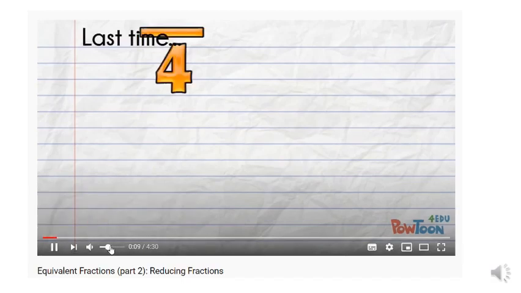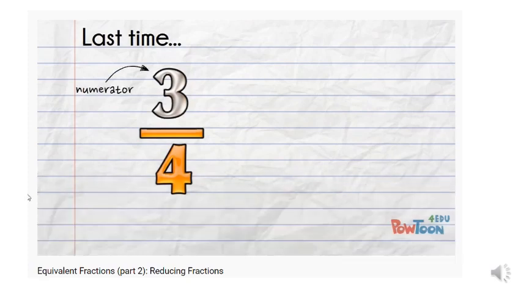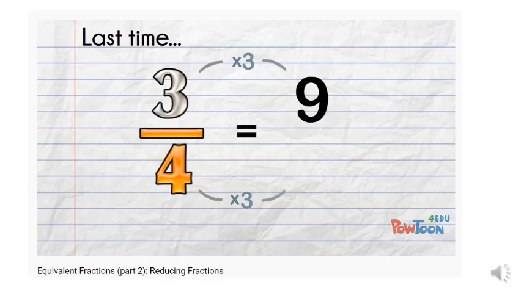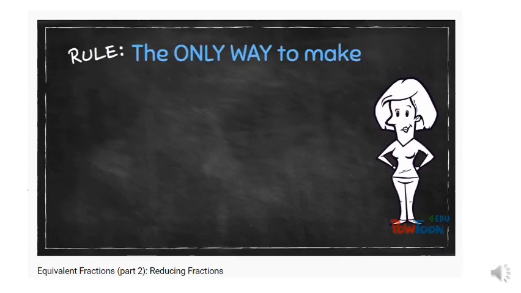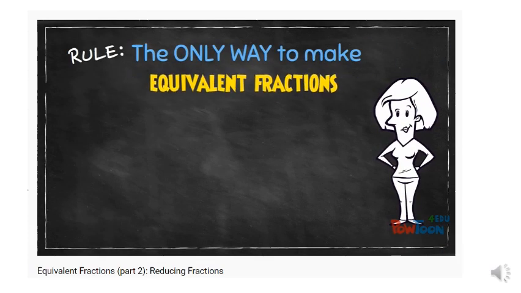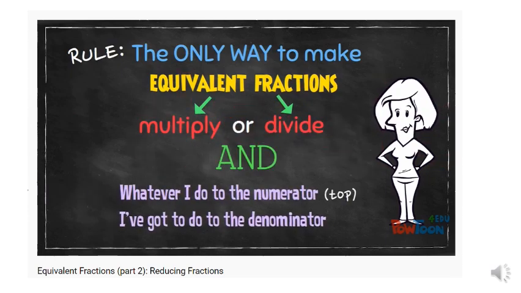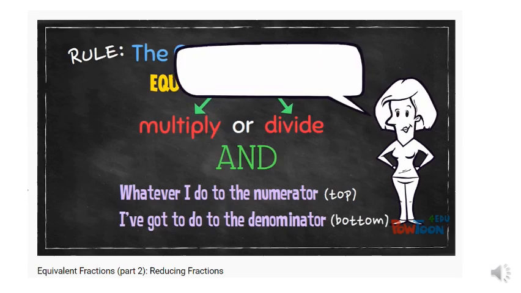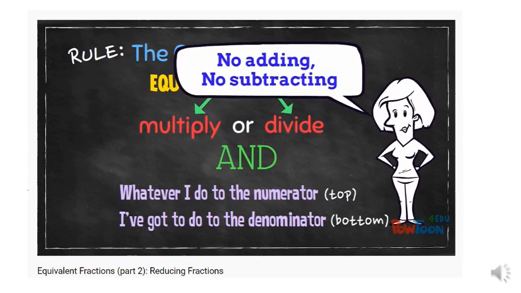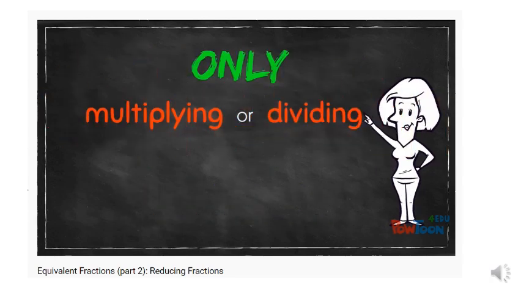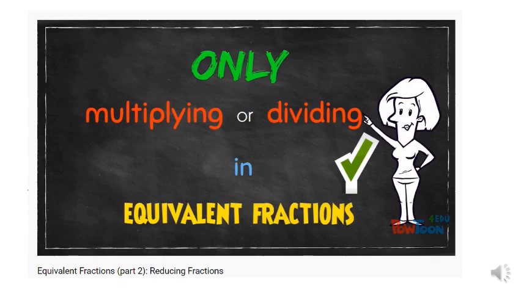Last time, we multiplied both the numerator and denominator by a single value to get an equivalent fraction. I asked you to note down that the only way to make an equivalent fraction is to multiply or divide, and whatever we do to the top, we've got to do to the bottom. So, no adding or subtracting, okay? Never ever. Only multiplying or dividing leads to a correct answer in equivalent fractions.